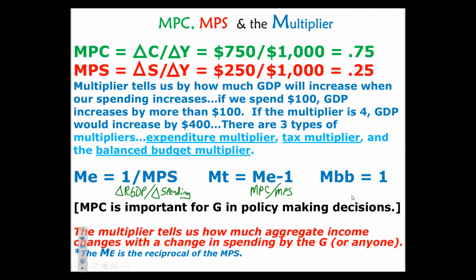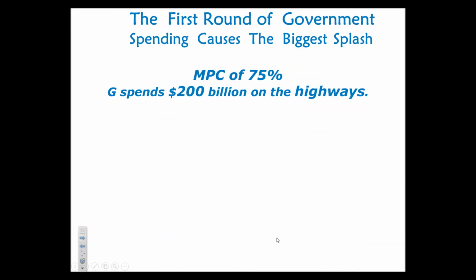Okay? So the multiplier tells us how much aggregate income changes with a change in spending by the government or by businesses or by anybody. Okay? Rolling on. So here's an example. All right? The government spends $200 billion on new highways, and our MPC is 75%. So let's talk about that.